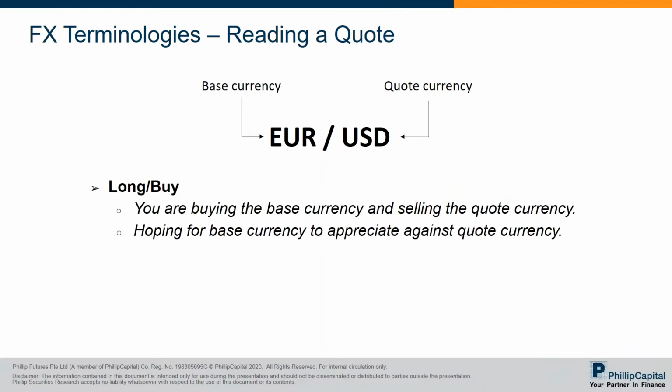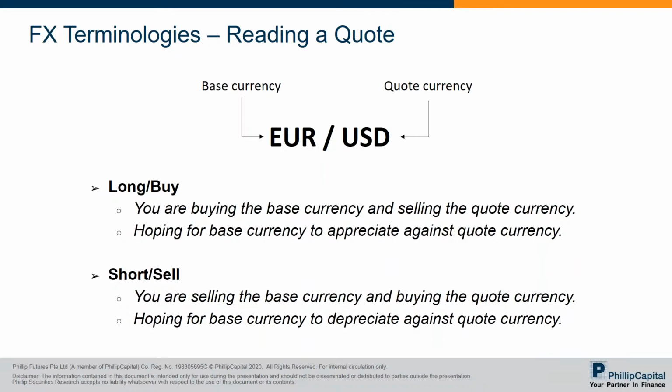So let's say when you're longing this currency pair, you're buying this currency pair, you are buying the base currency and selling the quote currency at the same time. So you're buying euro and selling USD when you long this pair. The rationale behind such action is that you're hoping for the base currency to appreciate against the quote currency. The opposite applies when you're trying to short this currency pair. You're selling the euro and you're buying the USD.